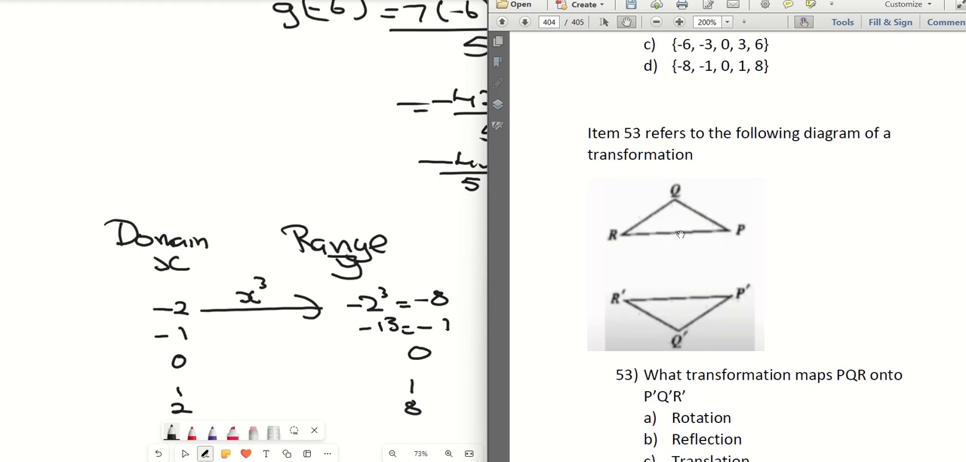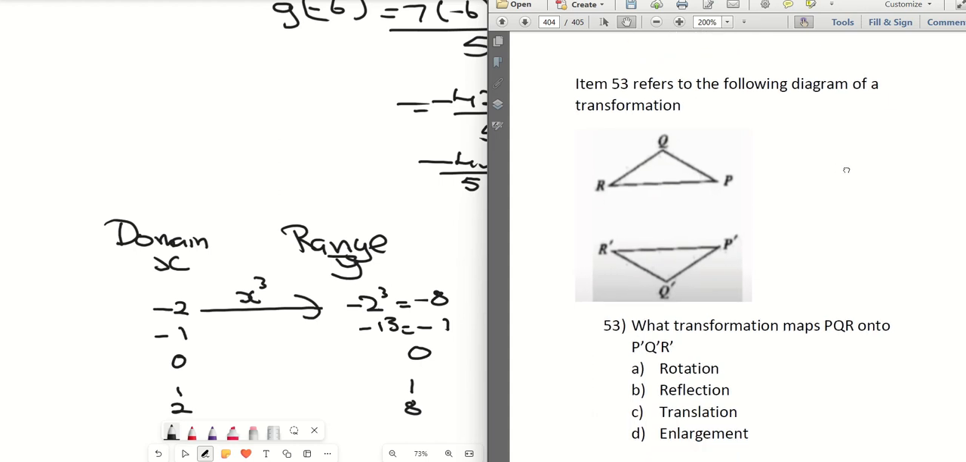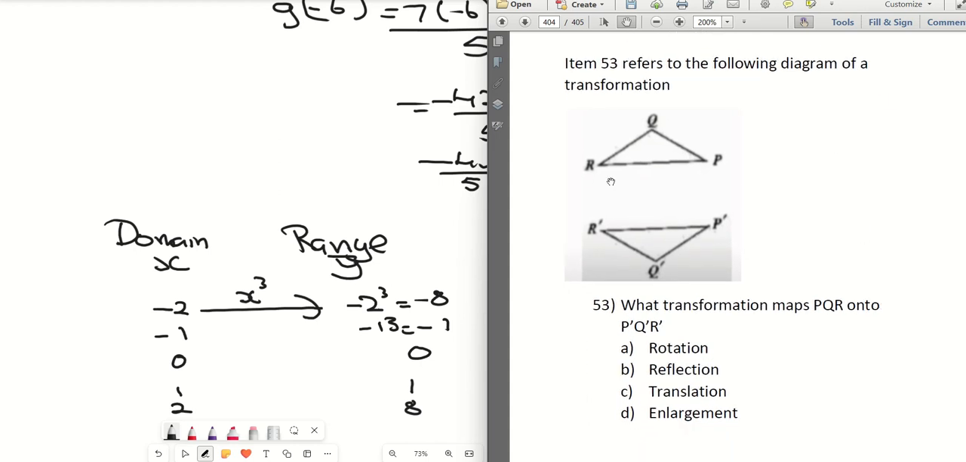53, let's look at this immediately. You can know that as a reflection, right? But let's look at it. Item 53 refers to the following diagram of a transformation. What transformation maps object PQR onto image PQR? We can see that it is a reflection, right? So reflection is B. So 53, the answer is B.